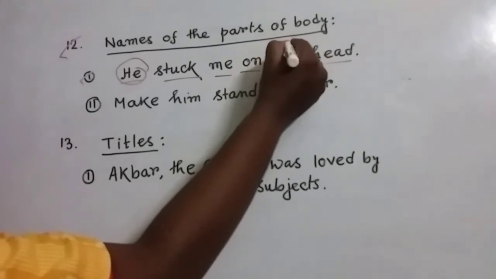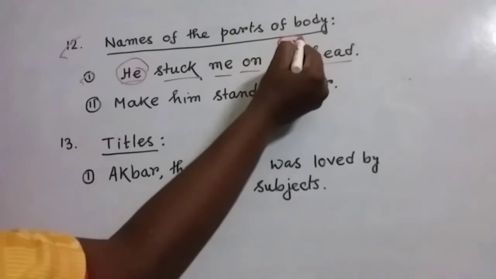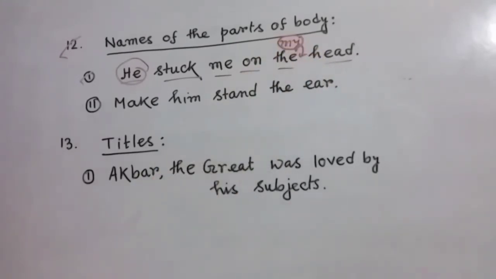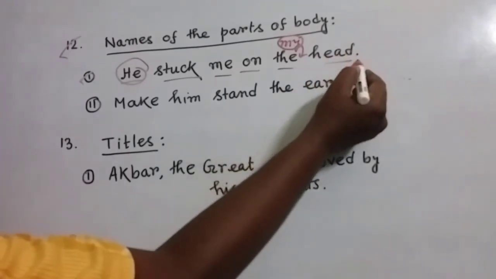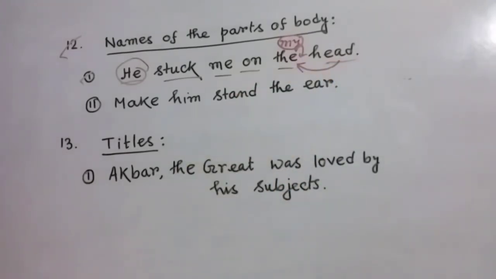On my head. That means in the place of the possessive adjective we are using the. We replaced the possessive adjective with the, and head is the body part. So before the body part, where there is the place of the possessive adjective, there only we can use the term the. But if it is a separate sentence, we cannot use it.